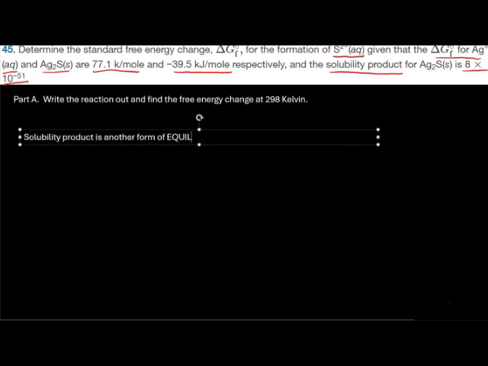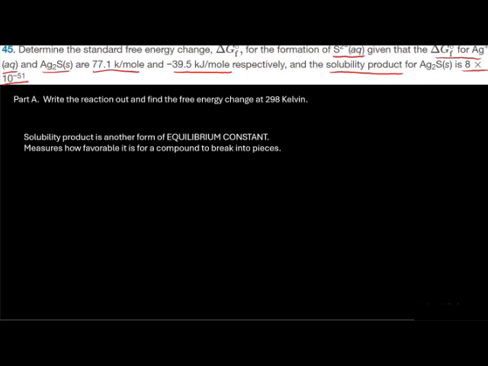In order to begin this question, we must first understand what the solubility product means. Now, the solubility product is another form of equilibrium constant. What the solubility product measures is how favorable it is for a compound to break into pieces. Our first order of business is to write a reaction for silver sulfide breaking into pieces. Let's think about how that would work.